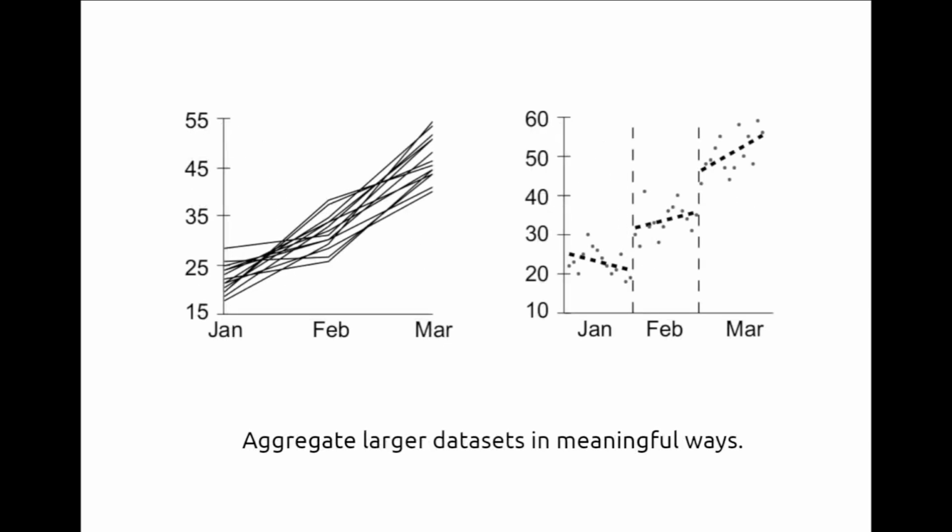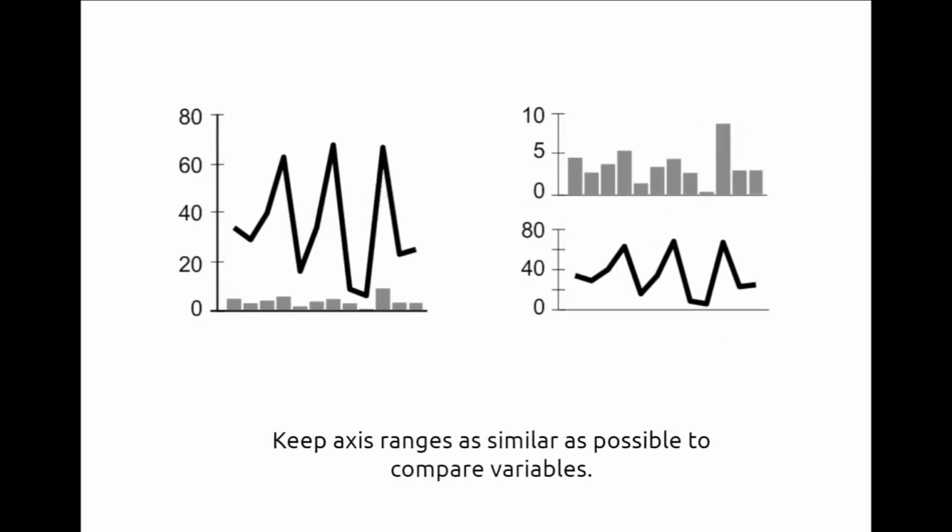Aggregate larger data sets in a meaningful way. The left figure, it's a bit messy again. The right figure, it shows trends. Keep axis ranges as similar as possible to compare variables. And on the left, someone tried to plot all the data in the same figure, whereas you can always split the figures into subplots like shown on the right, and that would be more honest to your readers because now they can investigate your data more closely.